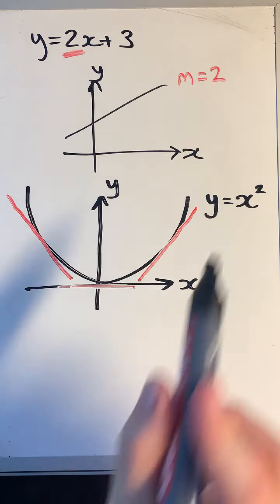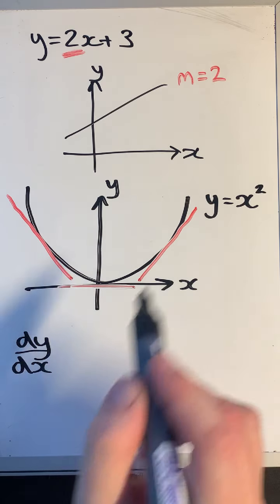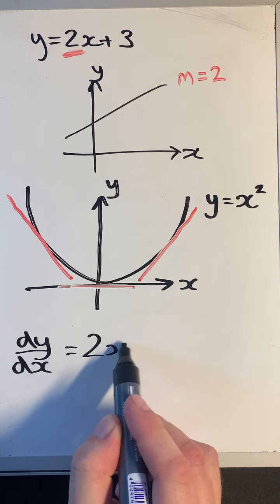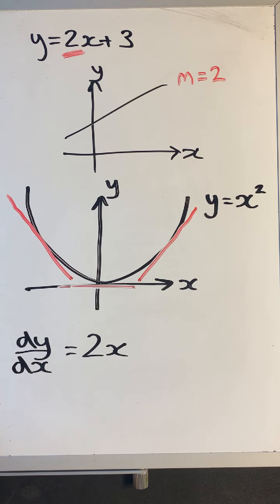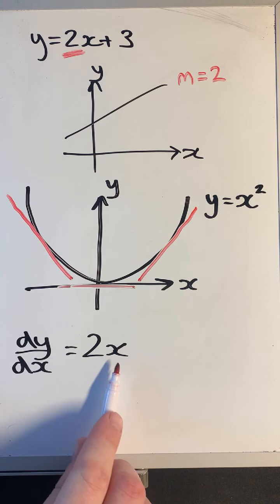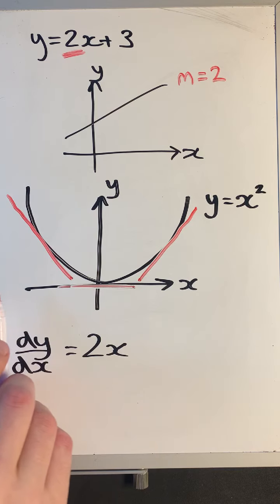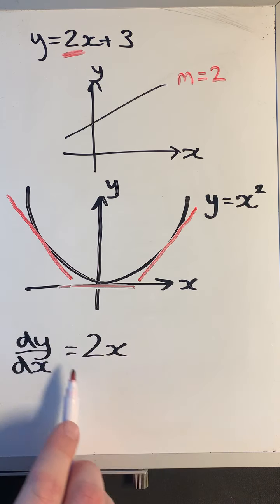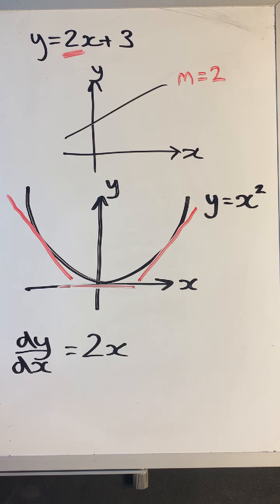Okay, now I can tell you quickly that the derivative of x squared is equal to 2x. We'll see how I got to that in a second. But the derivative of x squared is 2x. So this is a bit strange, isn't it? Because it's saying that now our gradient has got an x in it. And what does this x mean? Well, this means that anywhere along this function, the gradient is affected by the x coordinate.